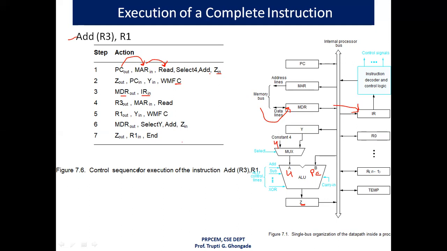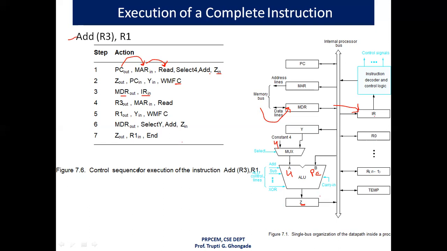So step 1 through step 3, these 3 steps constitute the instruction fetch phase, which is the same for all instructions. This is the only fetching phase. The instruction decoding circuit interprets the contents of IR at the beginning of step 4. Now this instruction decoder and control logic circuit decodes the instruction which is loaded into the IR. First, we load the contents from PC into the MAR, then we initiate the read operation, select 4, and then add this constant to the program counter, putting the result into Z. This is considered the instruction fetch phase.